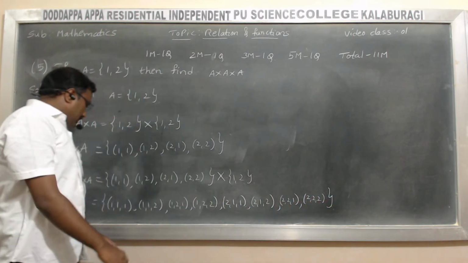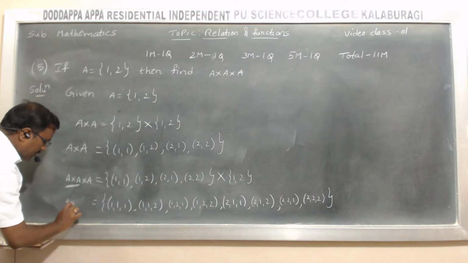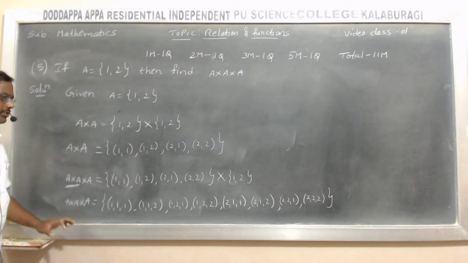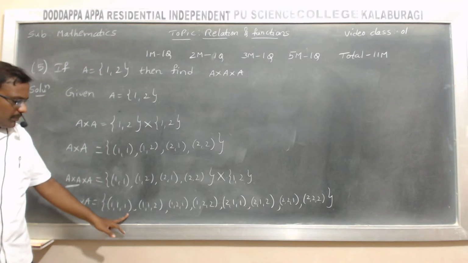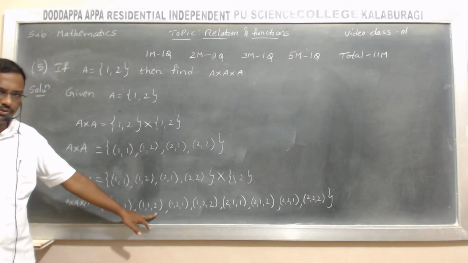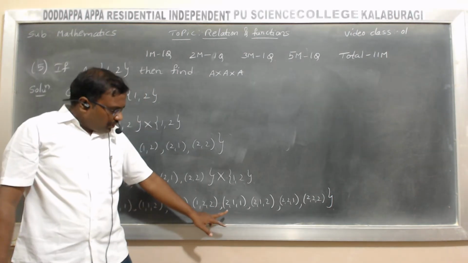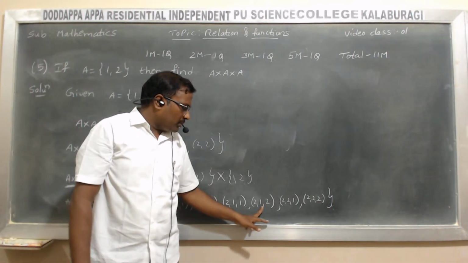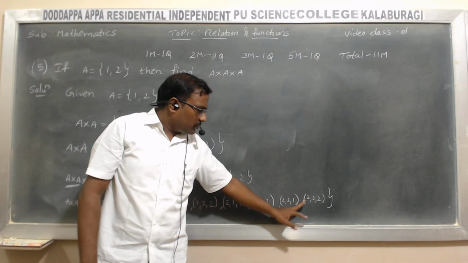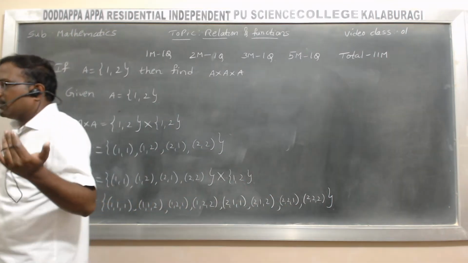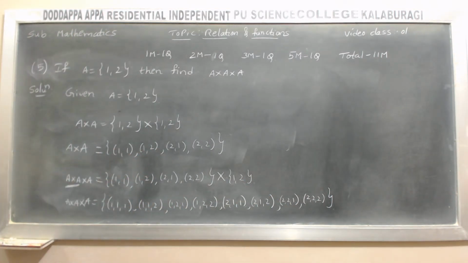So we get A cross A is equal to (1, 1, 1), (1, 1, 2), (1, 2, 1), (1, 2, 2), (2, 1, 1), (2, 1, 2), (2, 2, 1), (2, 2, 2). So we get the solution A cross A.